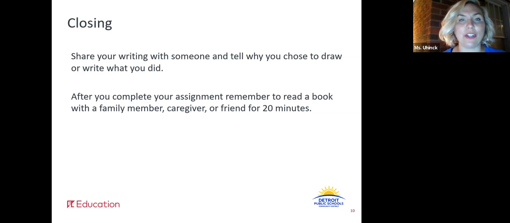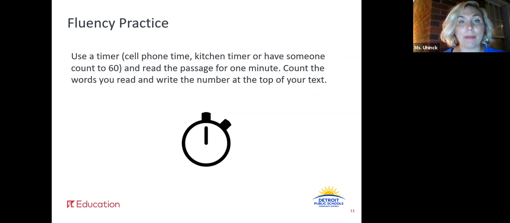Then you're going to want to do your fluency practice. Remember, use a timer. It could be a cell phone timer, a kitchen timer. Have someone count to 60. Read the passage for 1 minute. Count the words you read and write the number at the top of the text.